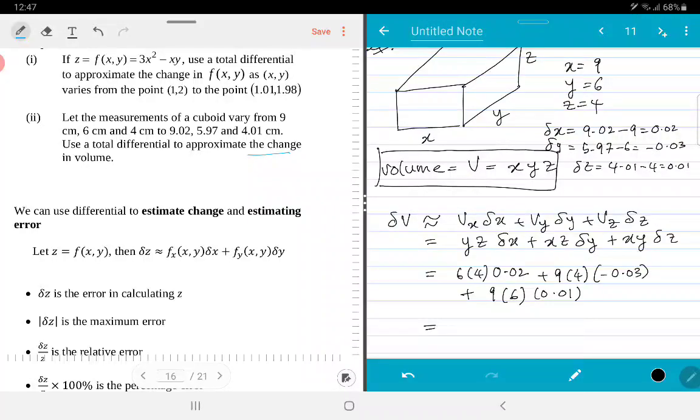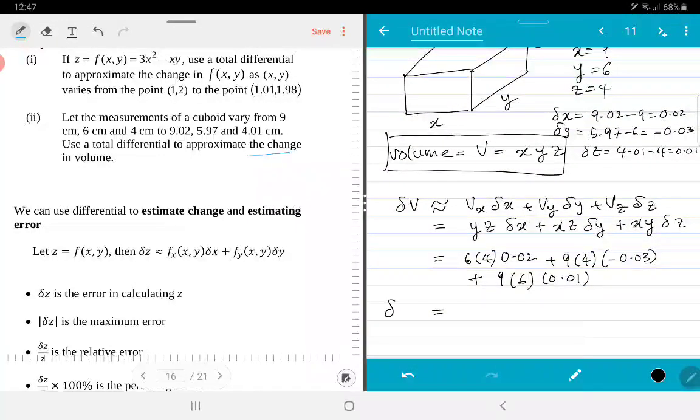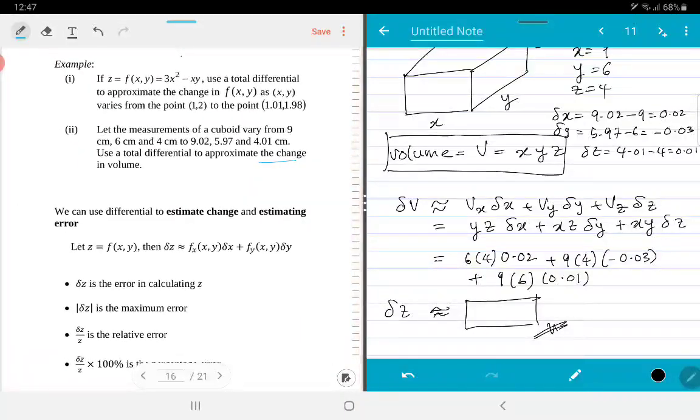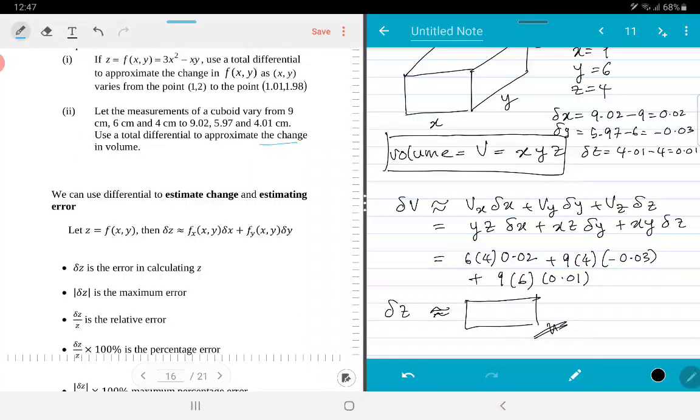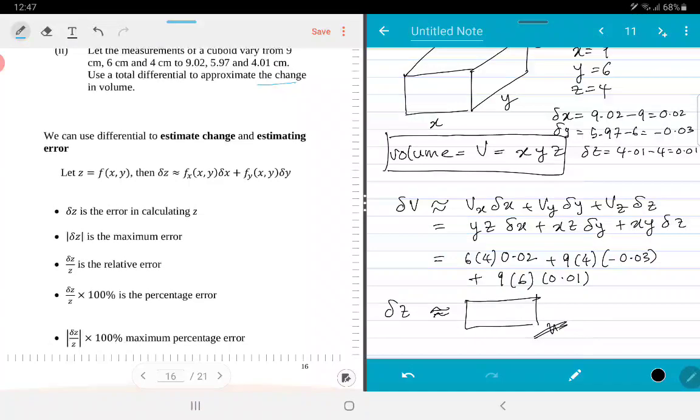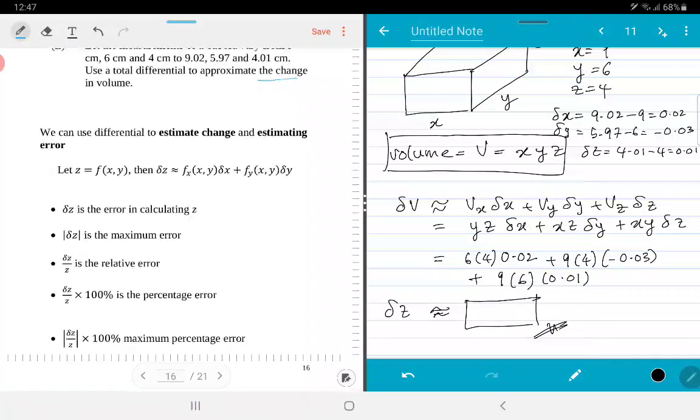I'm just going to let you find the value here using your calculator. Then I will continue with the next video about error. I have to use another video, otherwise it will be too long.